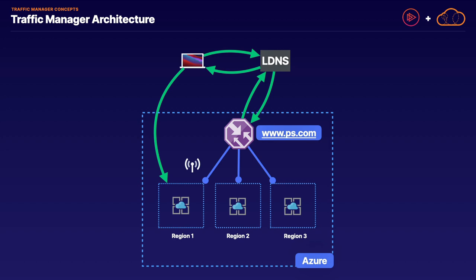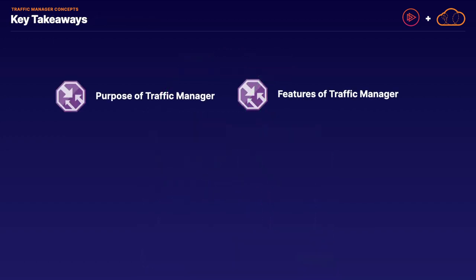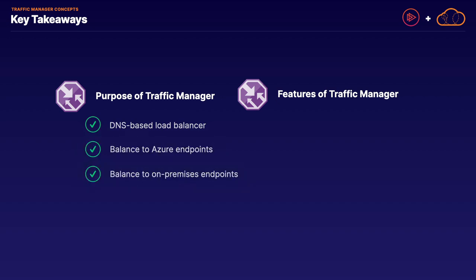All right, gurus, now it's time to wrap up this lesson with the key takeaways. The main purpose of Traffic Manager is to provide that global Layer 7 DNS-based load balancing solution for our resources. We can balance to Azure endpoints, on-premise endpoints, and nested endpoints whenever we want to use multiple routing methods, which we're going to learn more about in the next lesson.